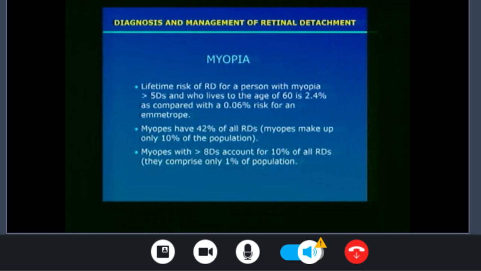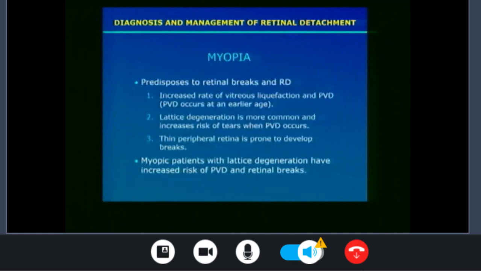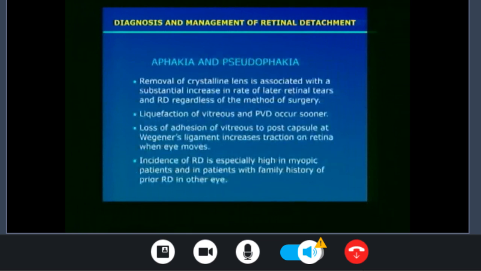Myopes have 42% of all retinal detachments, and myopes make up only 10% of the population. So myopia increases the risk of detachment. Why? Because there is increased risk of vitreous liquefaction and early posterior vitreous detachment. Also, myopes have more lattice degeneration, and the peripheral retina is thin.